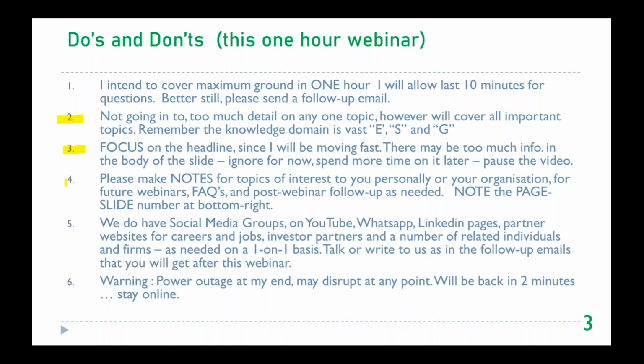Please make notes. If you have a pen and paper, keep that handy, as I will call out page numbers. We are now on page 3. If you have questions, make a note of the page and reference, and I can go back and look at it, or we can answer these questions subsequently.